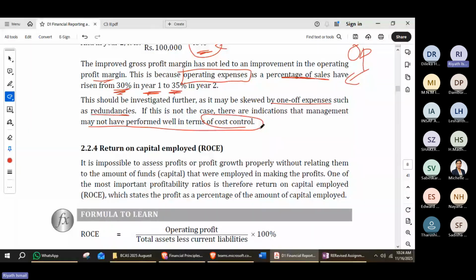Even though they make a huge gross profit margin, they are unable to manage operating profit because of what? Because of their operating efficiency. The management fails to control the cost.